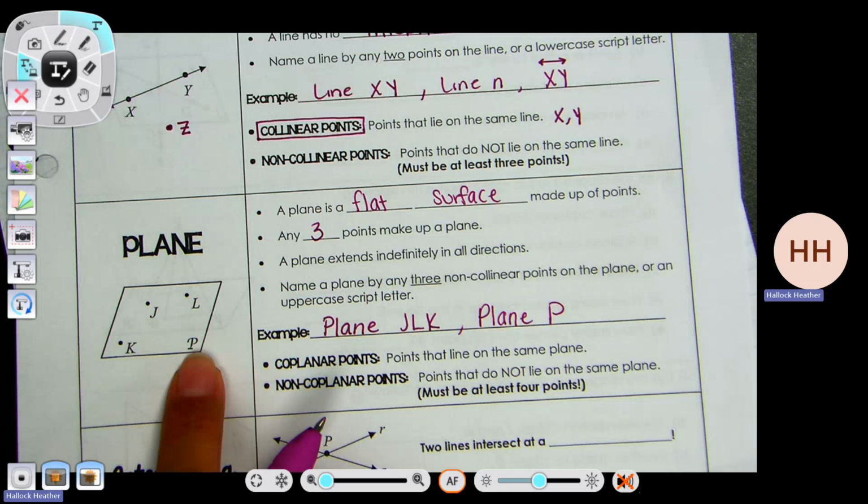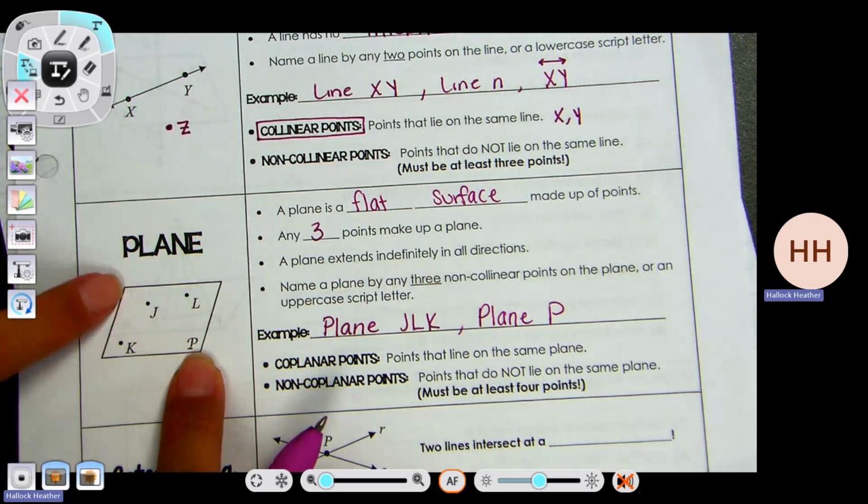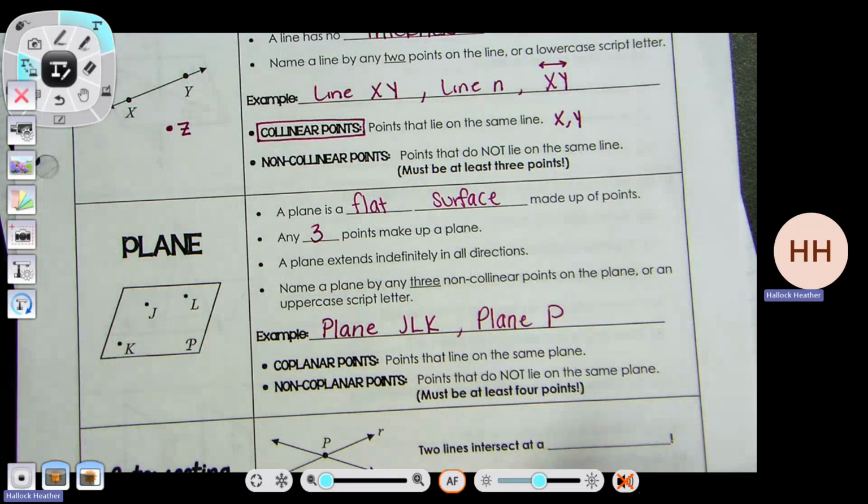If I used a point, I'd have to use 3 letters like I did for the other ones because this one is off to the side. They always put it in one of the corners. You could just say plane P. That's it.